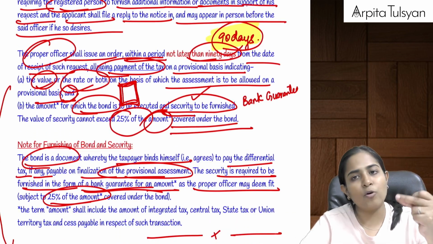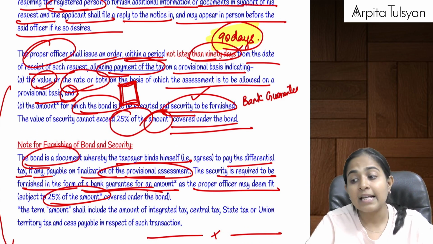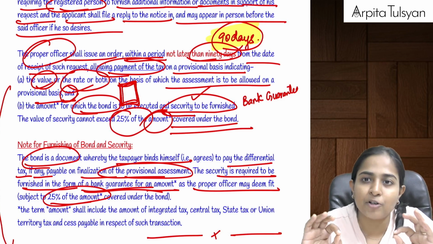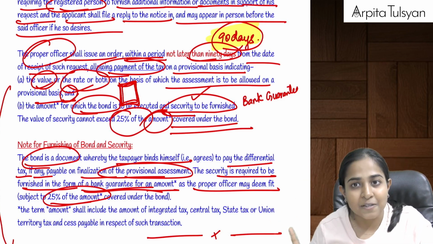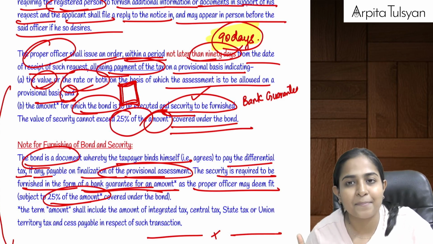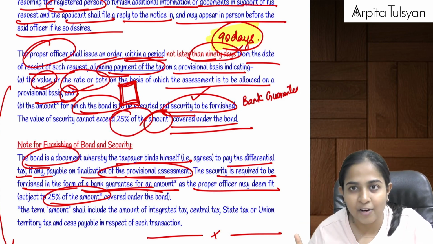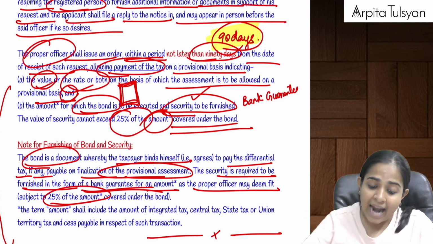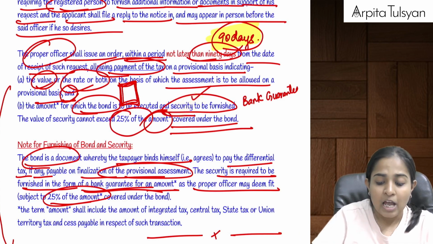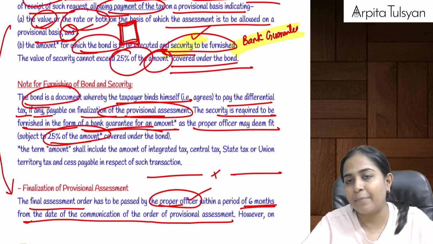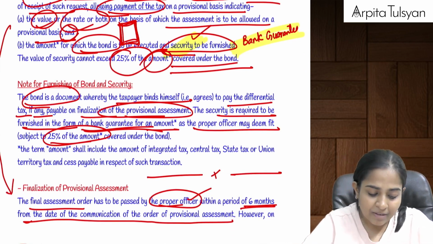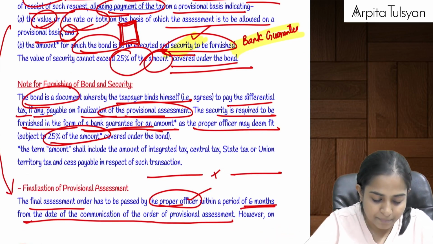Then it will tell me, okay, pay on provisional basis, but please execute a bond where you give a declaration that if there is any tax payable, you will pay it later along with interest due, and please furnish a security in the form of a bank guarantee. This can be told by the proper officer to the assessee, the taxable person.